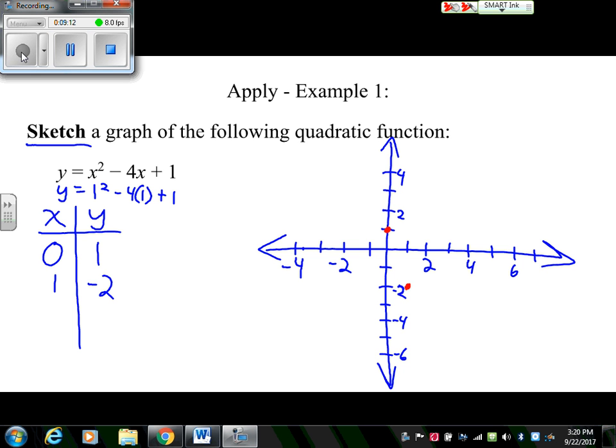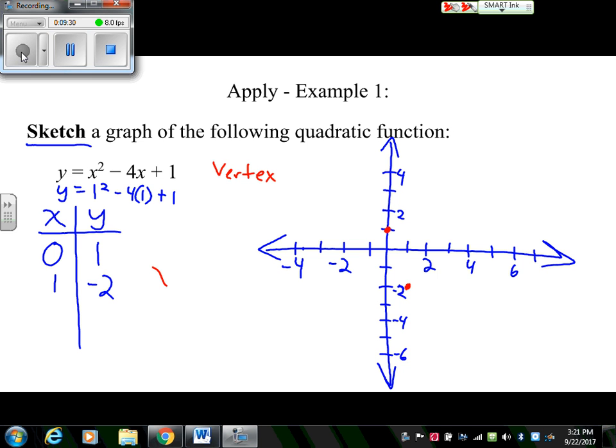Now, if this were a line, that would be good enough. I could just take out a straight edge and connect those together. But this is a quadratic or a parabola. Now, I could continue on randomly picking points, but I'm really interested in a key point that we have here known as the vertex. And I know how to find the vertex.